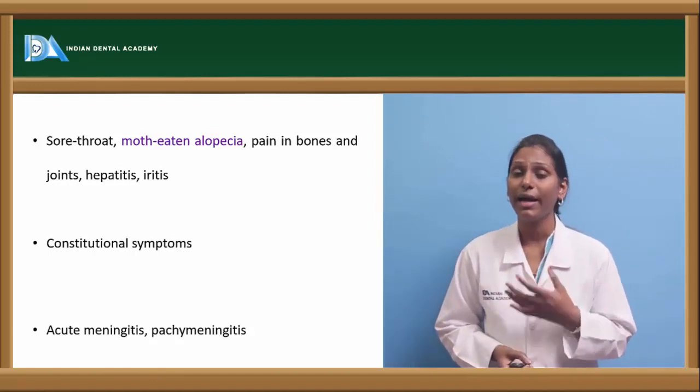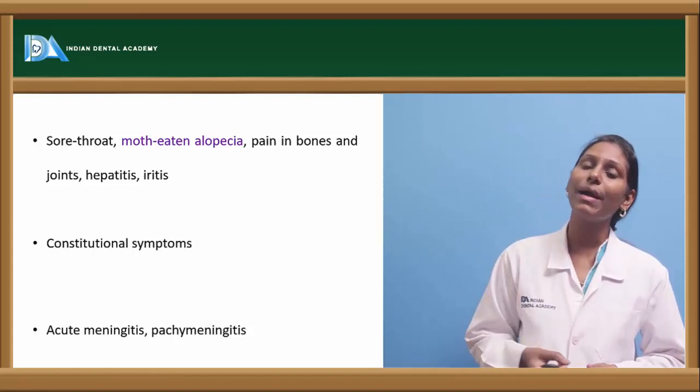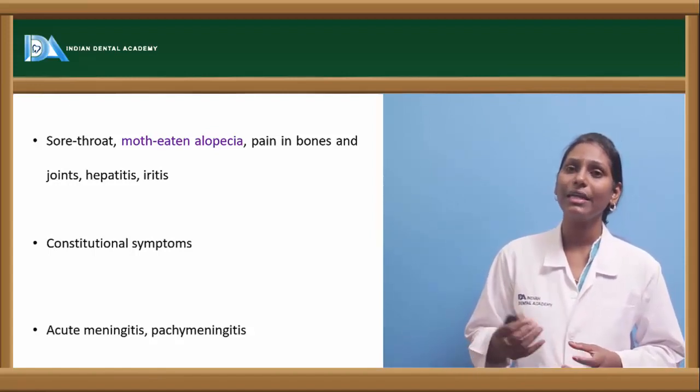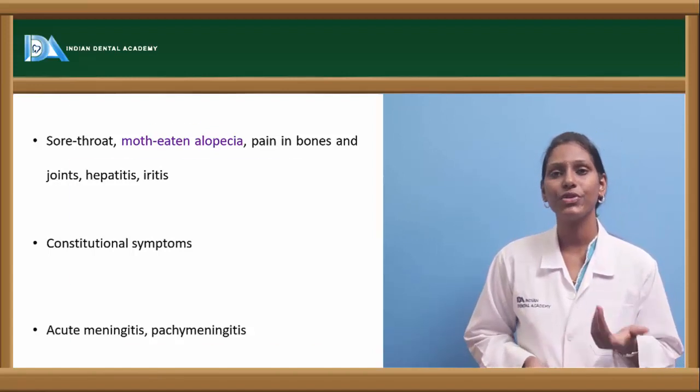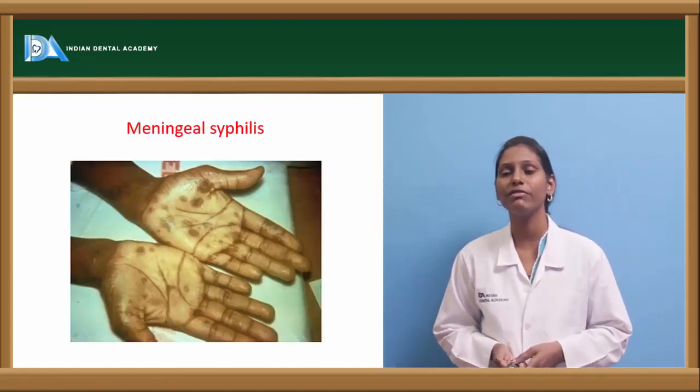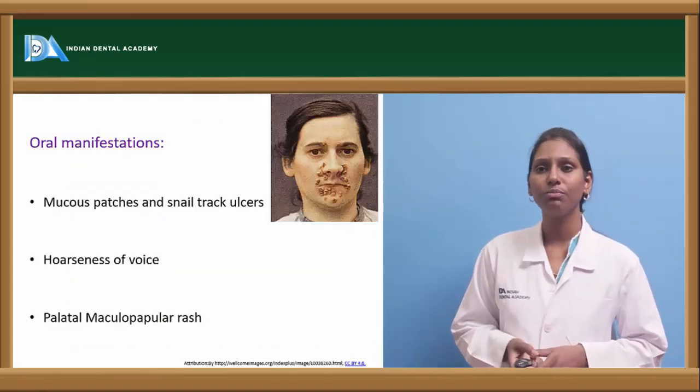The patient will have acute meningitis. You also see pachymeningitis. This pachymeningitis usually can lead to cranial nerve palsies, which is again a common feature in this kind of syphilis. This is a picture showing meningeal syphilis where the palms are also involved.